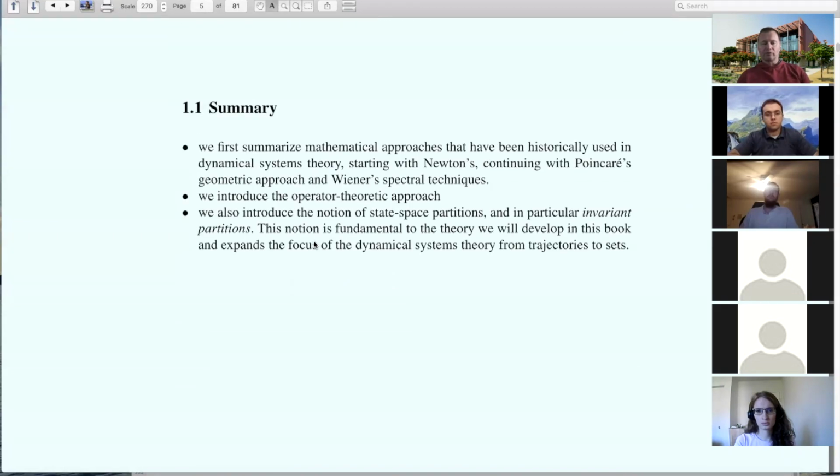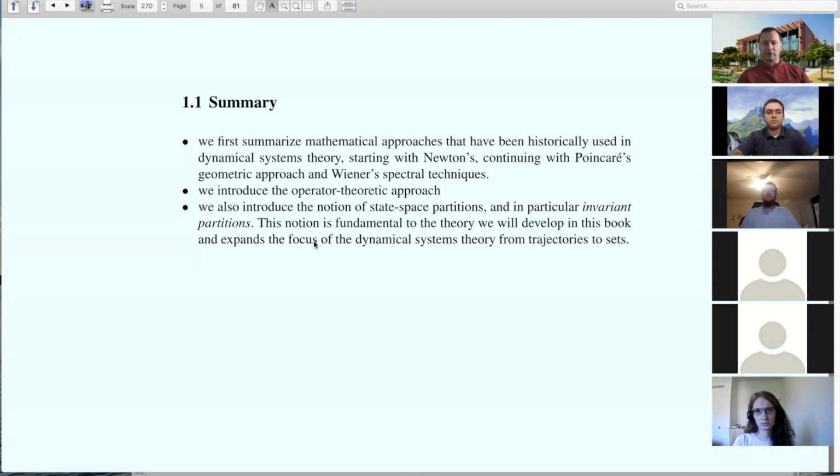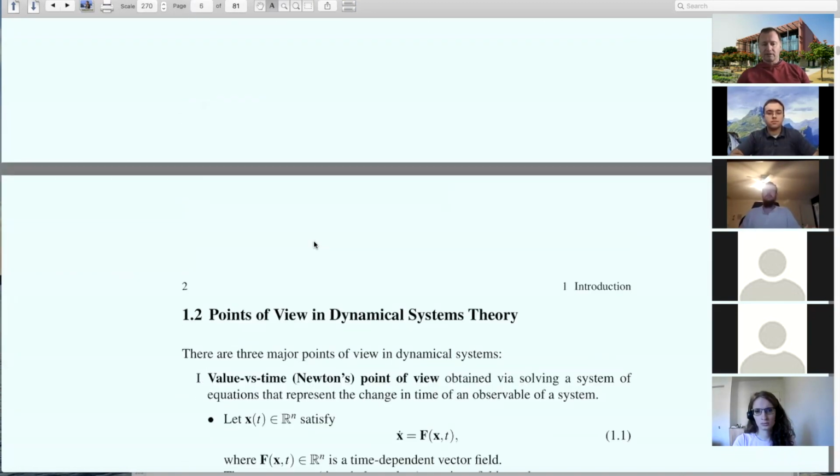So what I'm going to do next is summarize a couple of mathematical approaches. For those of you that have taken 215, you've seen some of this, but I'll just review them and refresh them, and then jump right into the operator theoretic approach, and then right after that, talk about partitions. So let's get going.